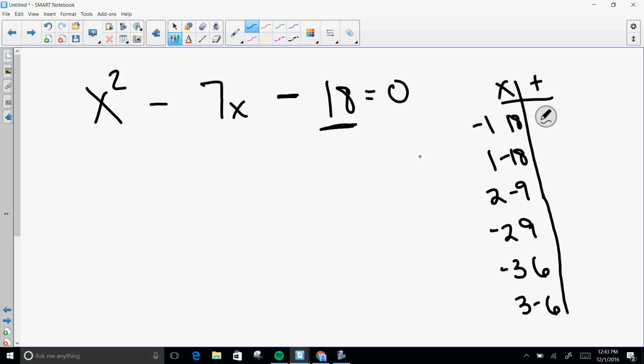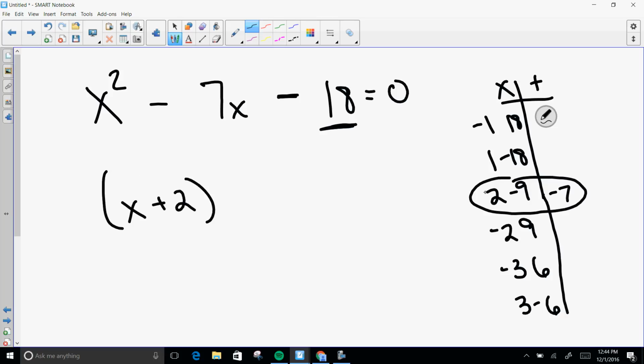But now I need to figure out which one of those is going to create the negative 7. Well, if I look at this one right here, and I combine those together, I'm going to get a negative 7. So that's the one that I want to use. So I create this, and I do x plus 2, because 2 is positive over here. And I'm going to get x minus 9, because of the minus 9 over here. So I have my factors.